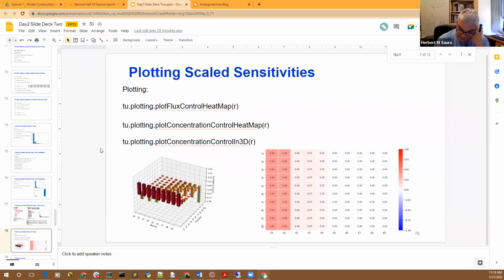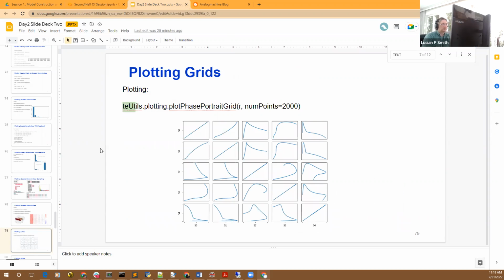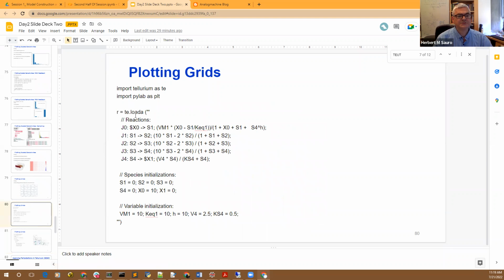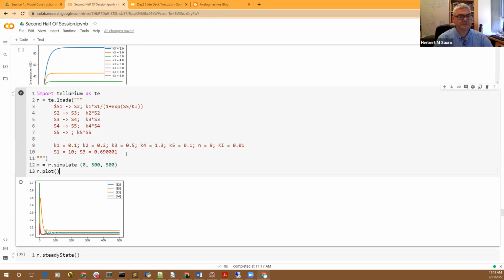We have a 3D plotter if you want to do 3D heat maps instead. The other thing, if you want to do lots of phase portraits in a grid and randomly pick parameter values, what this is doing is plotting every species against every other species and forming a grid of phase plots. I'll show you an example of that in a minute. In fact, I should have it here, I think.